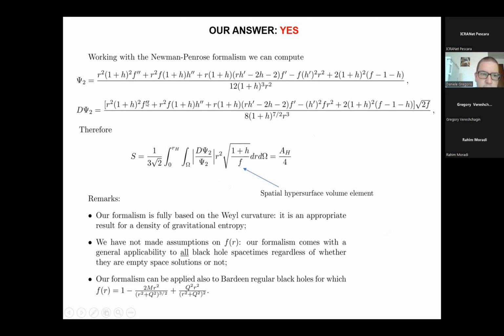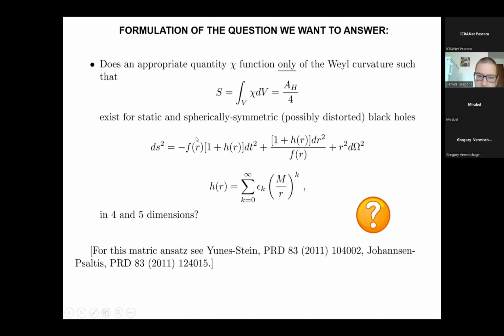We have applied the Newman-Penrose formalism. So we computed a quantity which is called psi2, which is a Weyl scalar. We computed its derivative, again in the Newman-Penrose formalism. We integrate this quantity with respect to the spatial hypersurface volume element, and we integrate over the angles and up to the horizon, and we get the area of the horizon. So our formalism is fully based on the Weyl curvature, and so it is an appropriate result for a density of gravitational entropy. And we have not made any assumptions on the function f of r. So f of r is this metric function here and here.